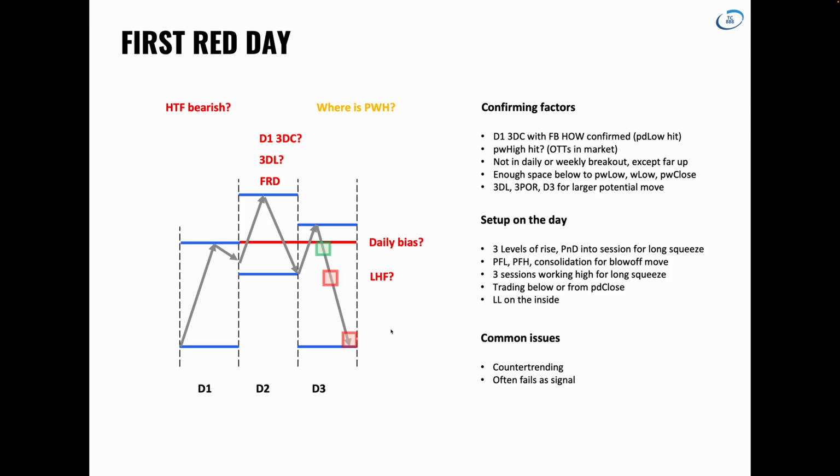Just a red day. So we discussed this a lot now, so let's make it quick. You want to have a push day into a peak formation high, potentially day 1, 3-day cycle, closing bearishly, pulling those traders underwater. You're watching this daily bias, so you don't want to short above this daily breakout level, the last one. You check if the higher time frames are potentially bearish.